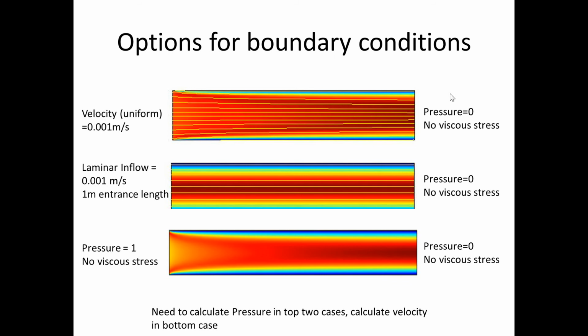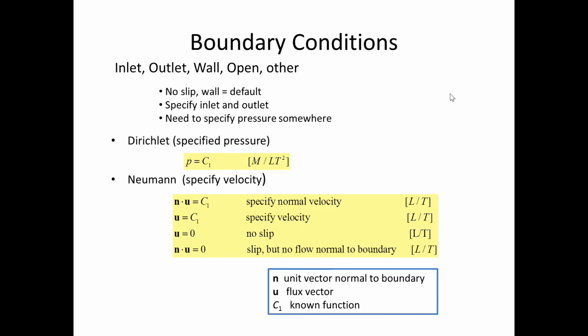We'll have several options, like I think on the previous slide. Yeah, here we go. So we've got inlet, outlet, wall, or an open condition. The walls are going to be no slip by default, and we specify inlet and outlet, and we have to also specify the pressure somewhere. So here's the pressure boundary condition, and then there are a variety of conditions where we specify the flow. This is the no slip condition. This is the default, where the velocity vector is 0 at the wall.